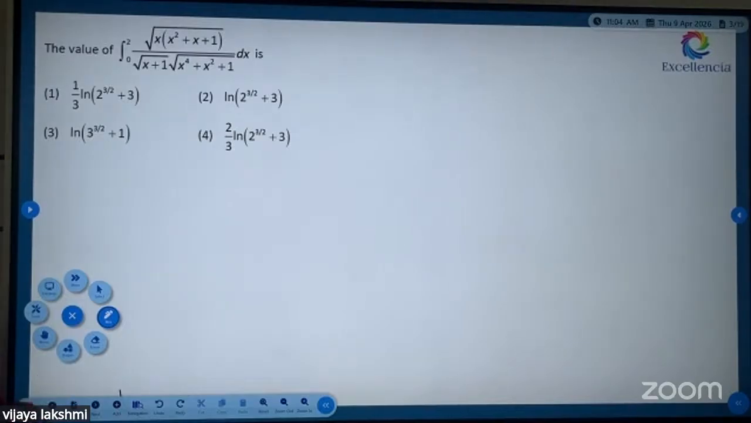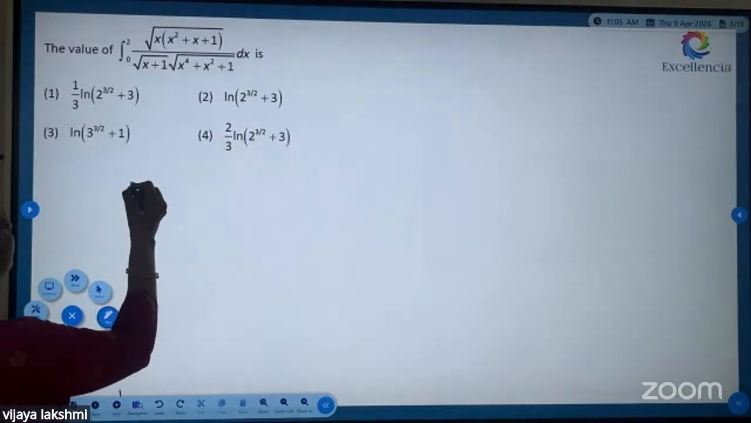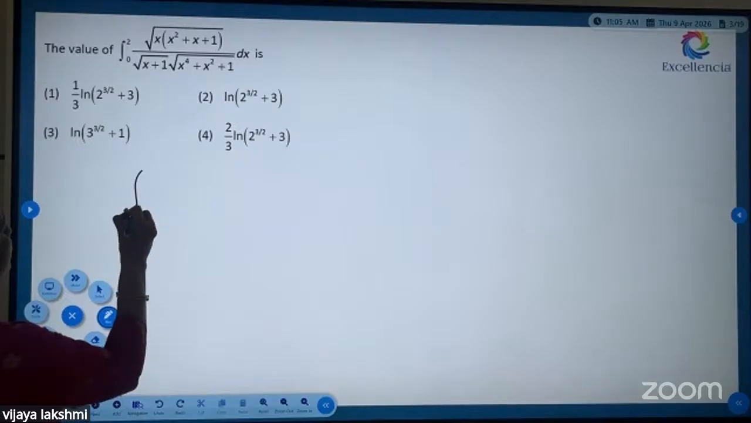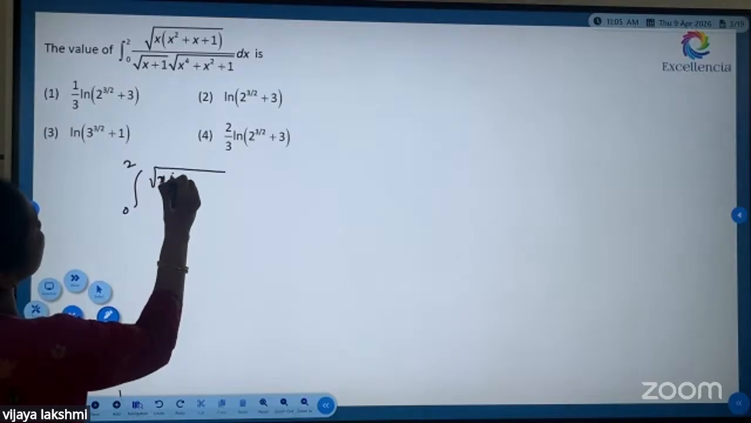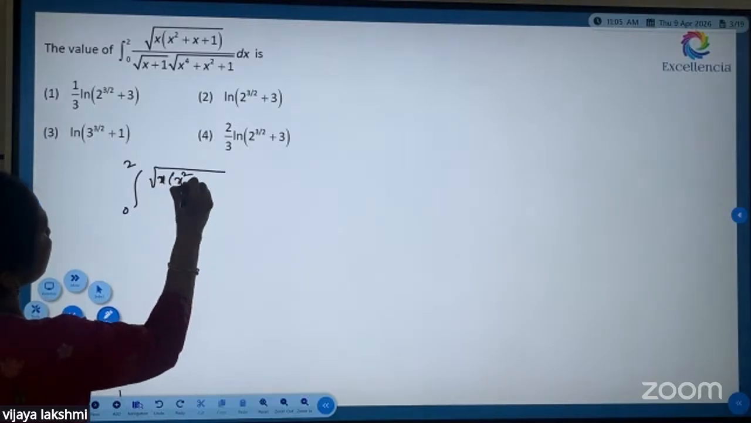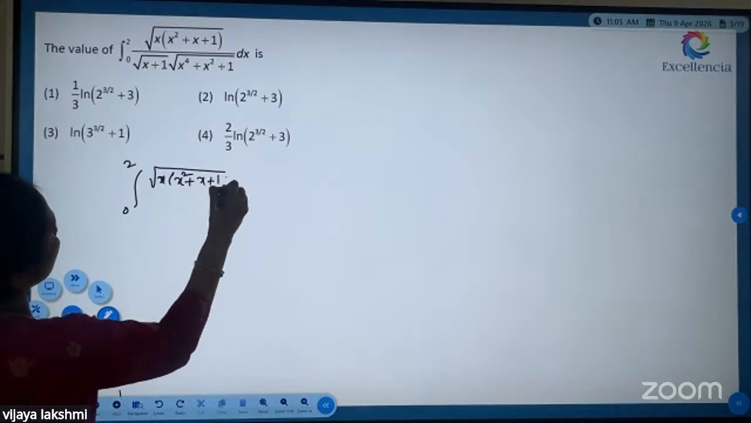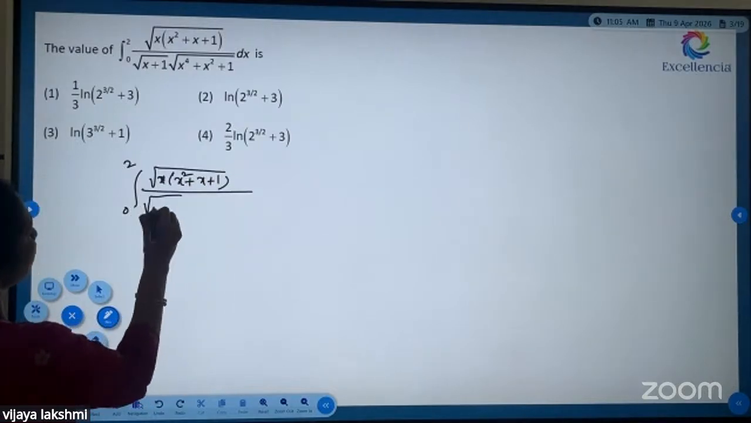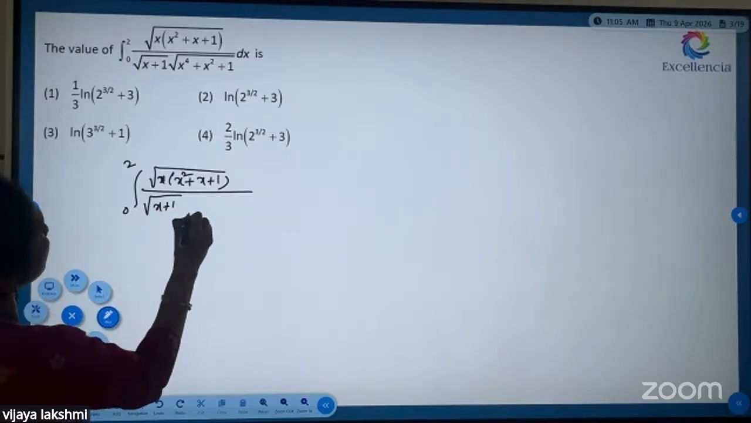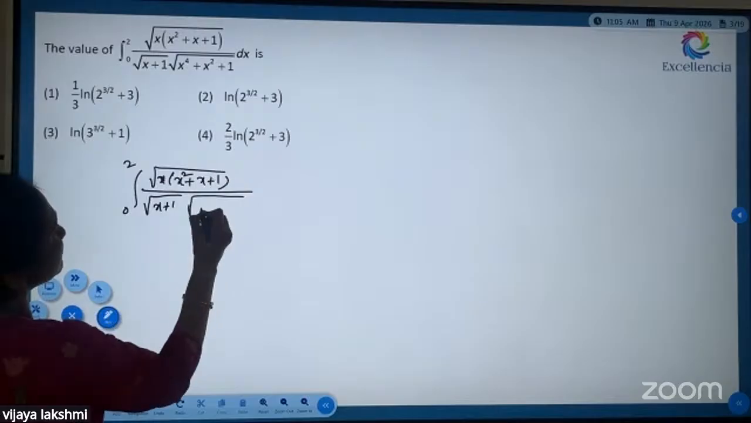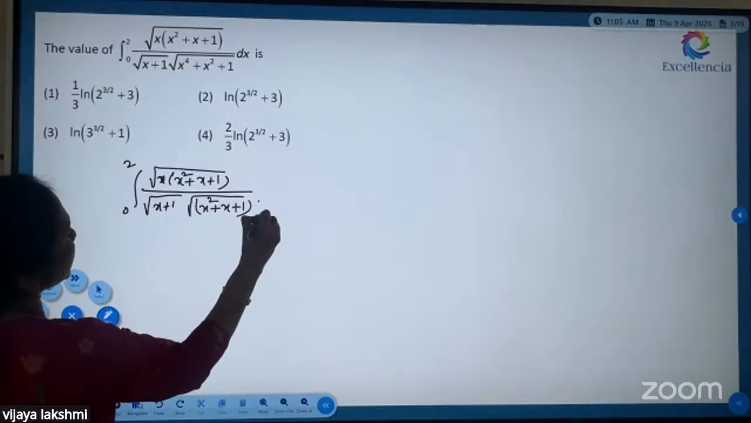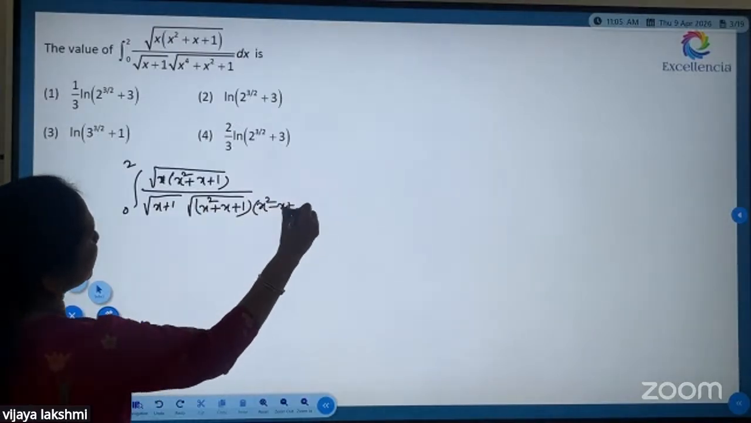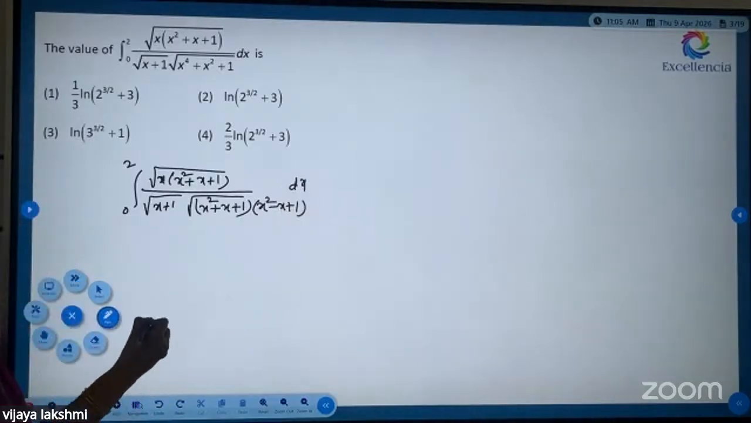The first question is from calculus, a definite integral. It's not a big calculation, it's a small technical calculation, you can do it easily. The integrand is square root of x over the denominator x squared plus x plus 1. Now we factor the denominator: x squared plus x plus 1 into x squared minus x plus 1, and you can cancel it.